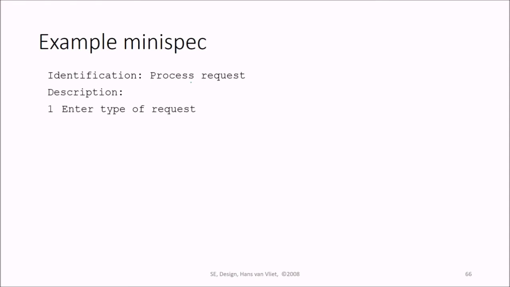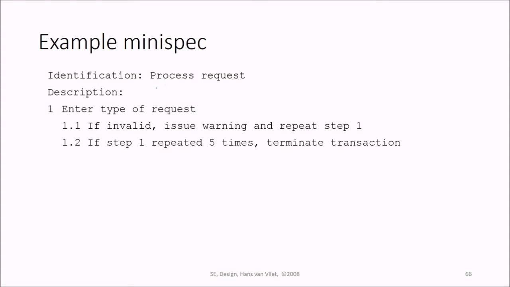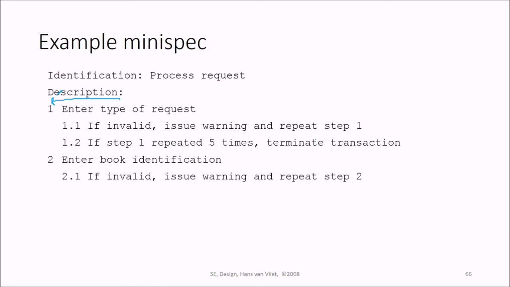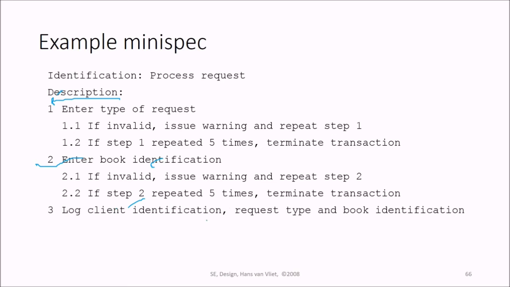This is an example mini specification. For example, identification, if it is process request, as we have seen in the earlier diagram. So we enter type of request. This is the identification and then description. So if it is valid, we go to some step. If it is invalid, we terminate the transaction. We enter book identification, valid, invalid, log client class identification, request type and book identification, so on and so forth.